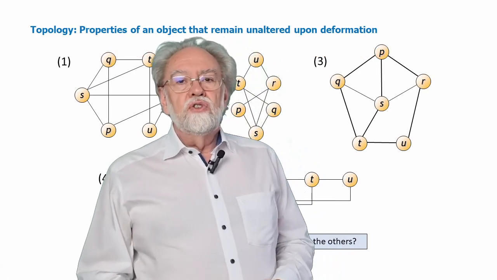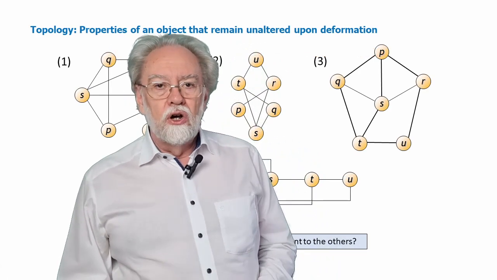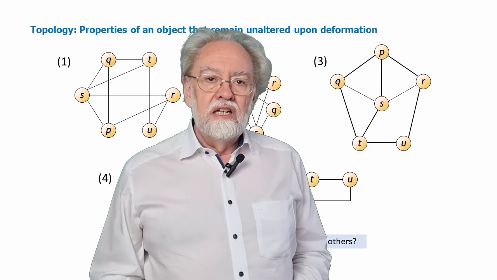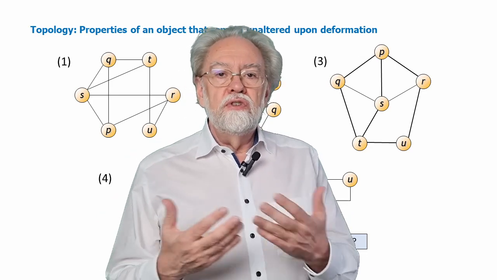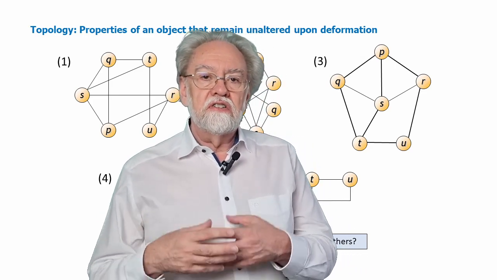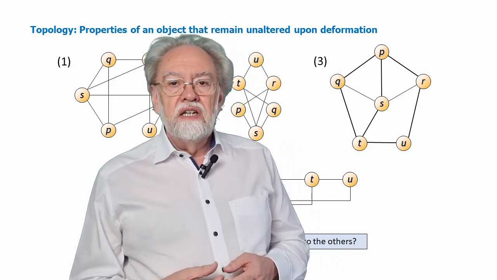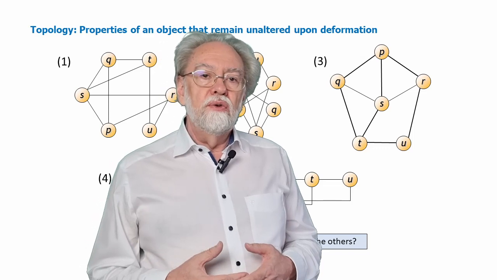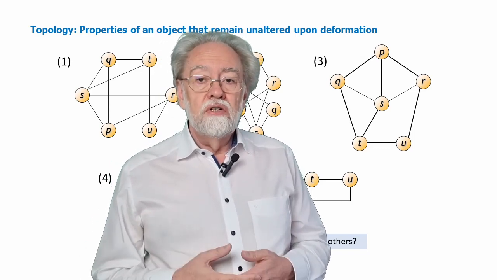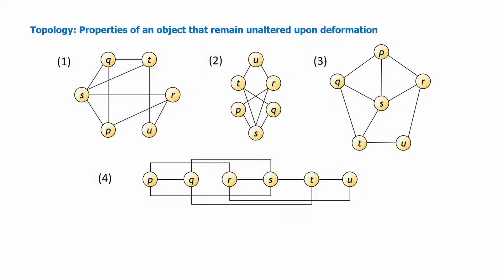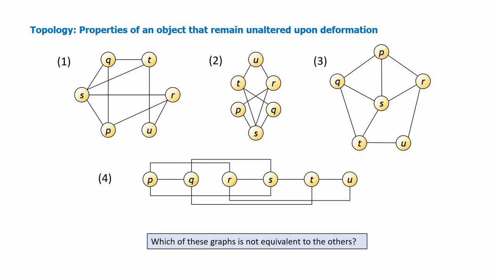In topology, two objects are homeomorphic, or simply topologically identical, if you can transform one into the other by simple deformations like stretching or bending, without breaking any connections. This may be an interesting problem when we want to compare two networks or graphs. Let's have a look at these four networks. One of them is not equivalent or homeomorphic to the others.